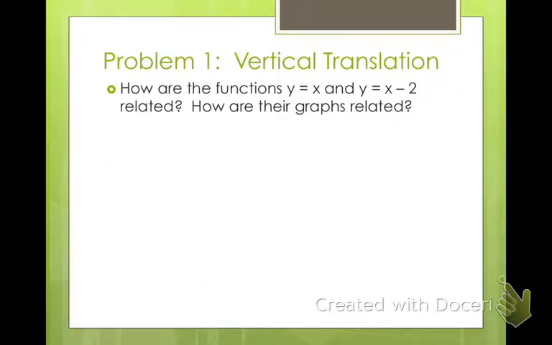So first we're going to talk about vertical translations. How are the functions y equals x and y equals x minus 2 related, and how are their graphs related? Which one of these would be our parent function? Which one is in the simplest form? y equals x would be our parent function. So we're going to go ahead and graph these both on the same number line.